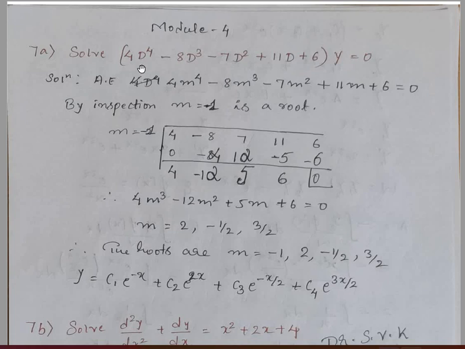As the given differential equation is of degree 4, you should have 4 roots. Therefore, the roots of the equation are -1, 2, -1/2, 3/2. So the solution is y equal to c1 e^(-x) + c2 e^(2x) + c3 e^(-x/2) + c4 e^(3x/2). This is the solution. Moving on to question number 7B.